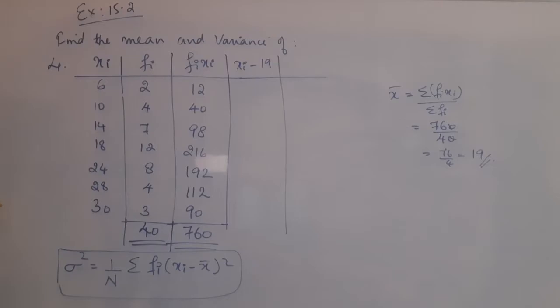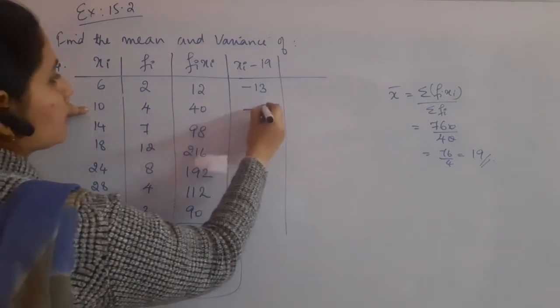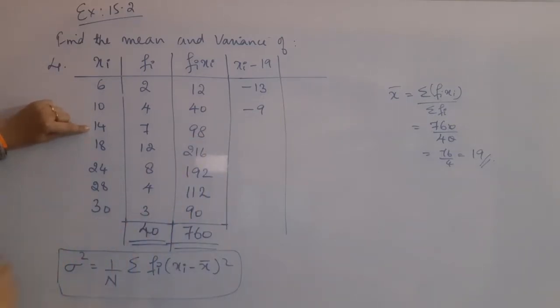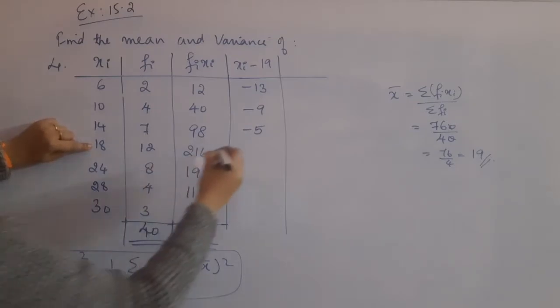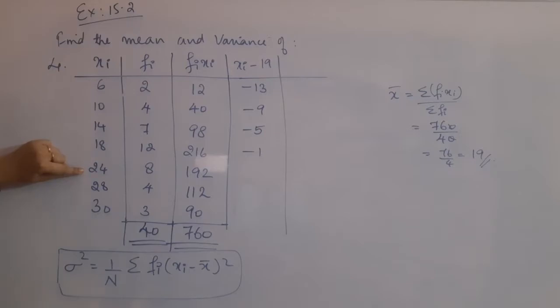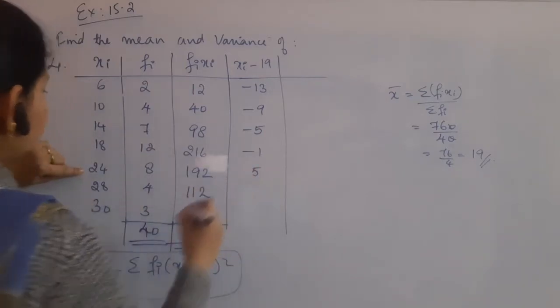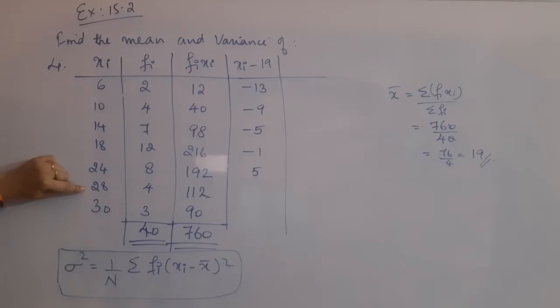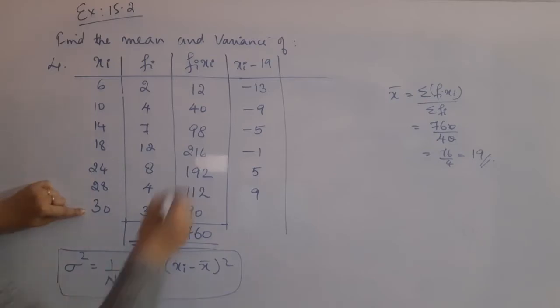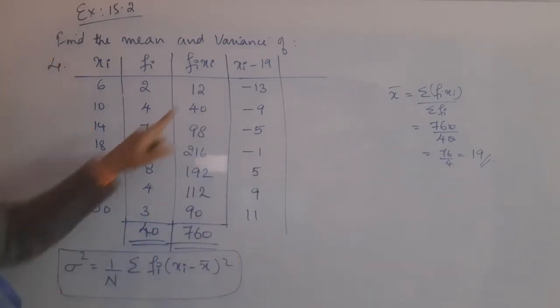Now what is Xi minus X bar? Find out. Xi is this one. So 6 minus 19 will give you minus 13, right? Then 10 minus 19, minus 9. 14 minus 19, minus 5. 18 minus 19, minus 1. 24 minus 19 will give you positive 5. 28 minus 19 will give you positive 9. And 30 minus 19 will give you, not 13, it is 11. Okay, these are the values which you are getting.